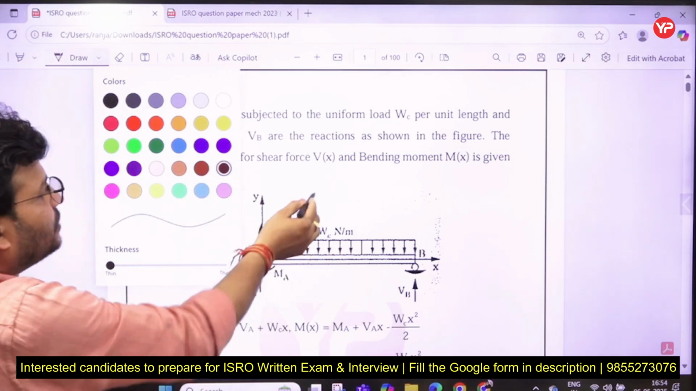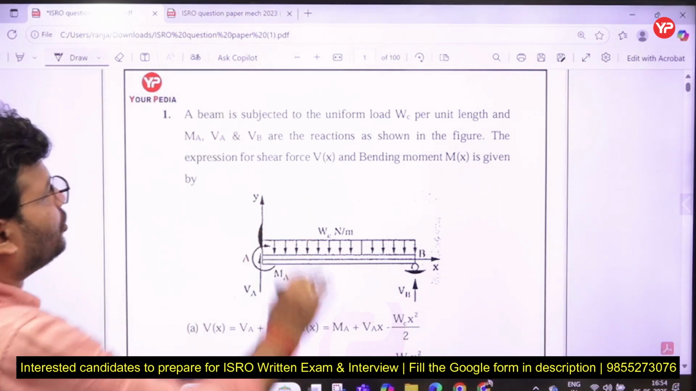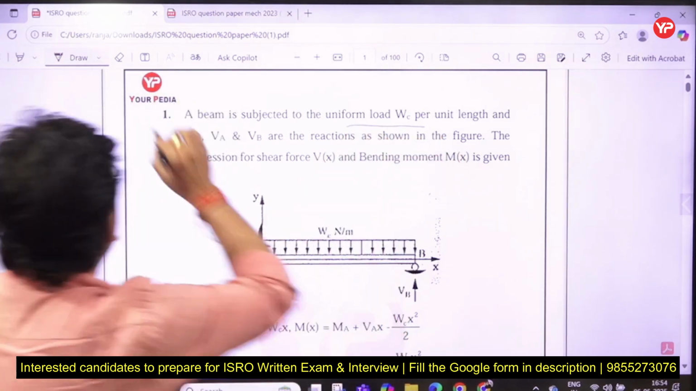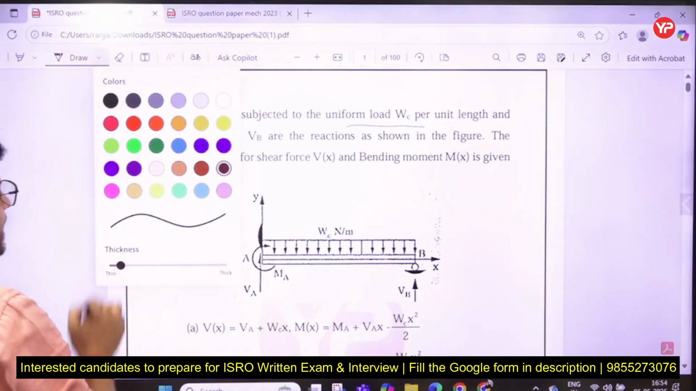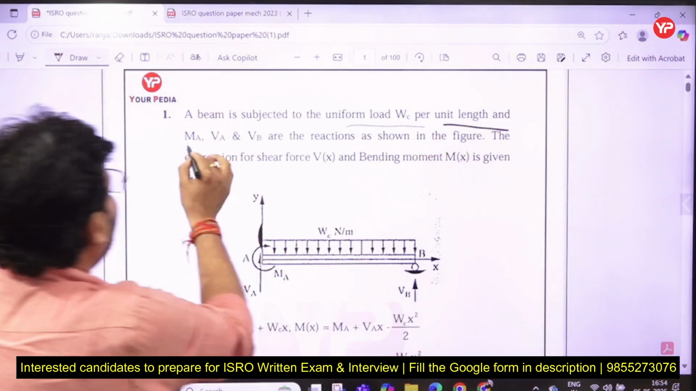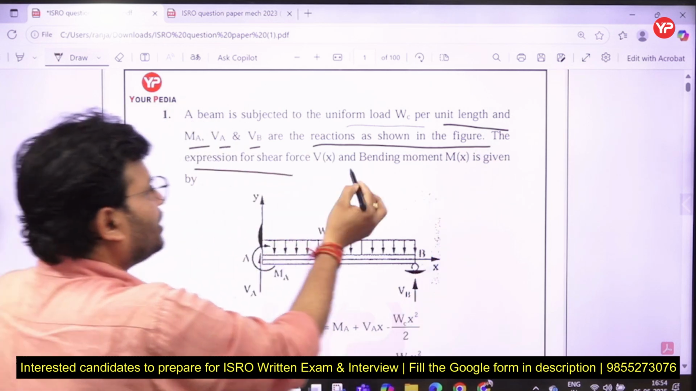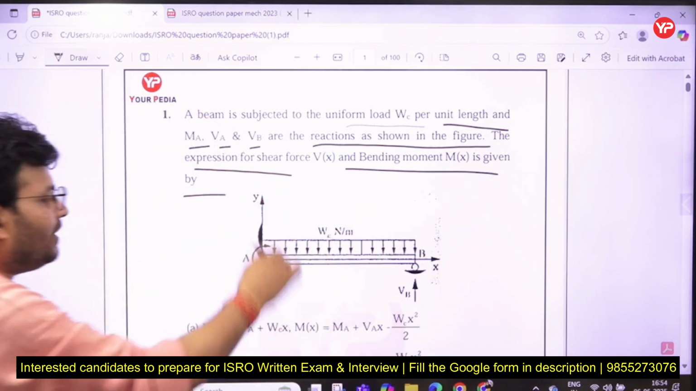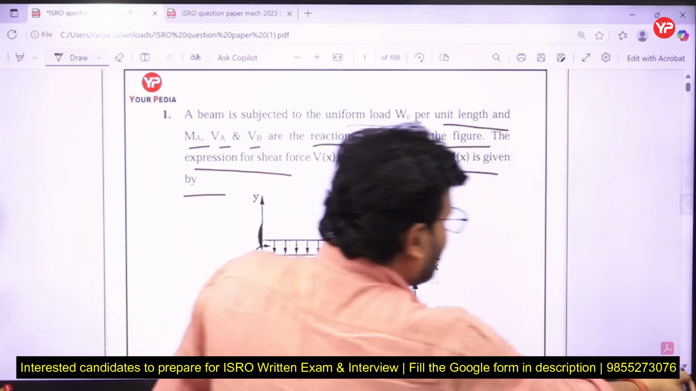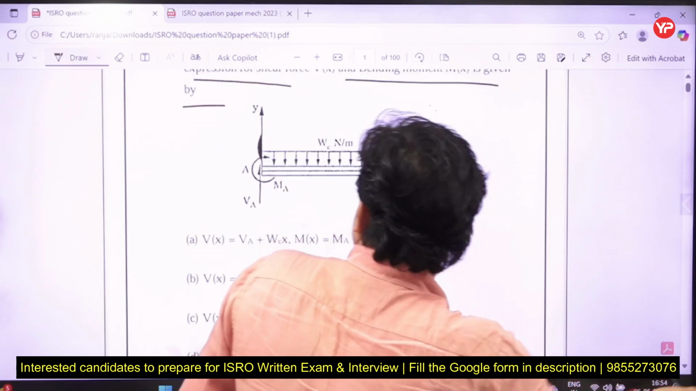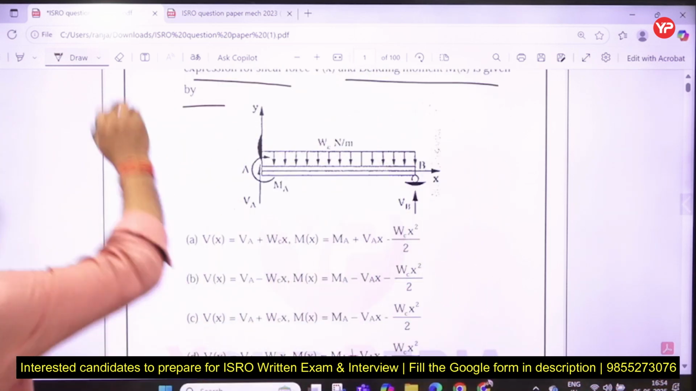So that is the first question on your screen. A beam is subjected to uniform load WC per unit length, and MA, VA and VB are the reactions as shown in the figure. The expression for shear force and bending moment is given by, and those are the options you have. That is a strength of materials question, and simply from the SFD and BMD.